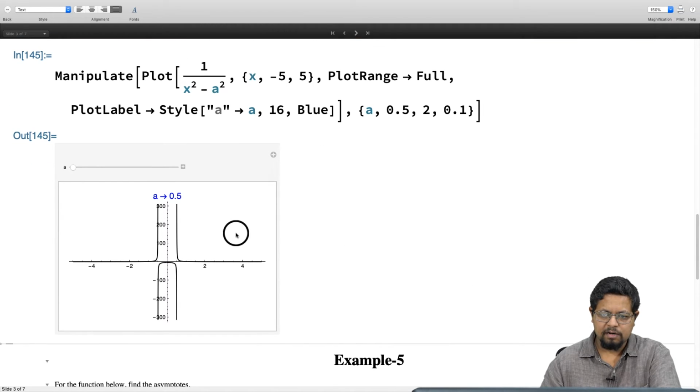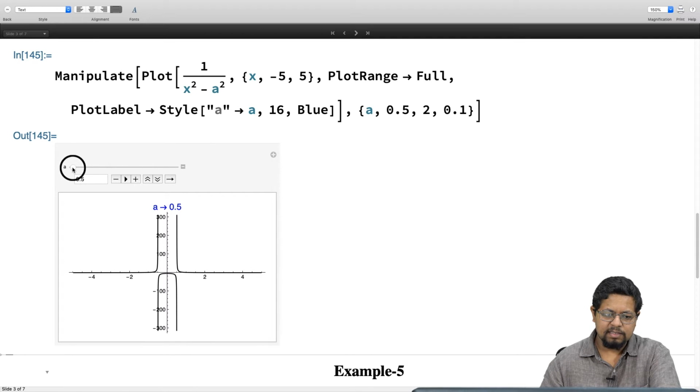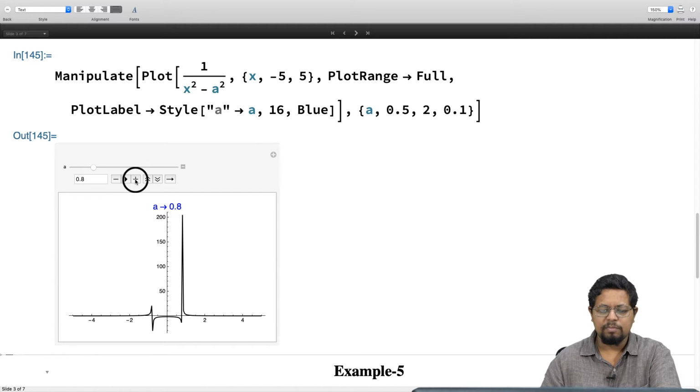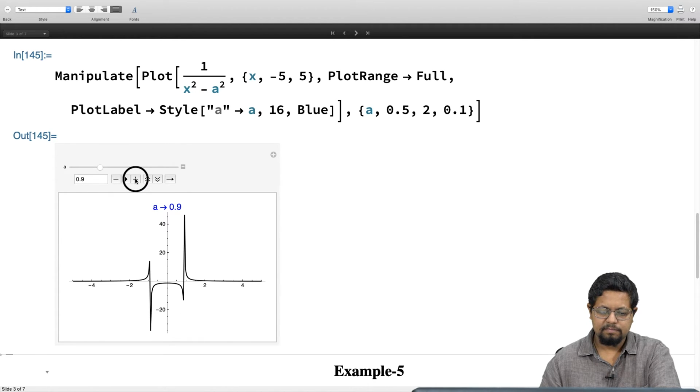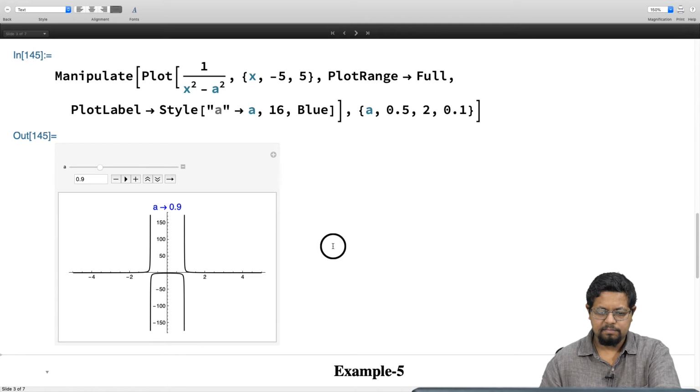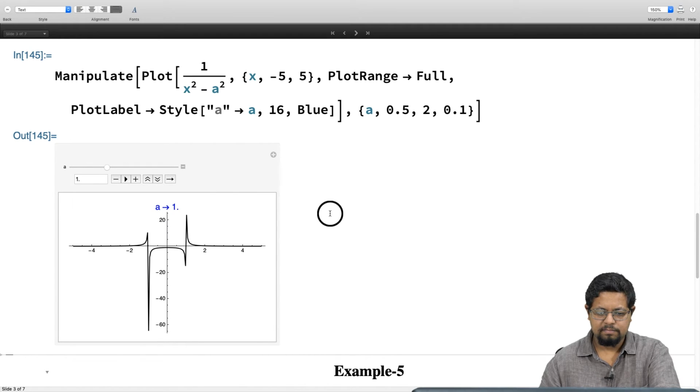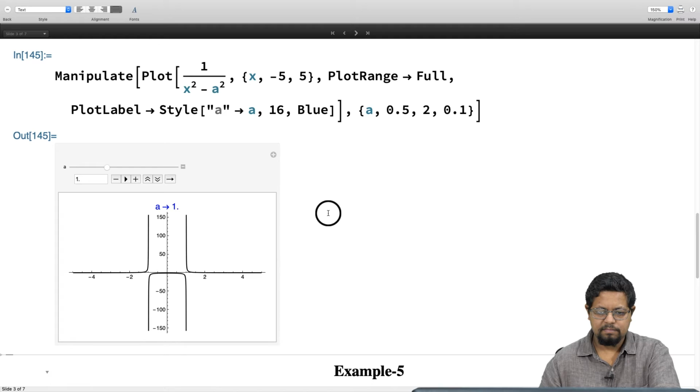and you can go ahead and slide the slider a. As I slide a, I do this in steps because it takes a moment to plot. As I increase a, you see the point at which the divergence is happening also increases. In fact, divergence is exactly at x equal to plus a and minus a. So this is an example of a function which has got a divergence.